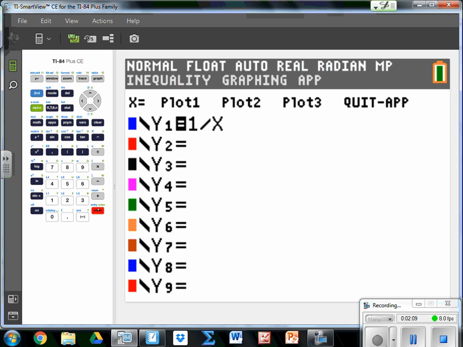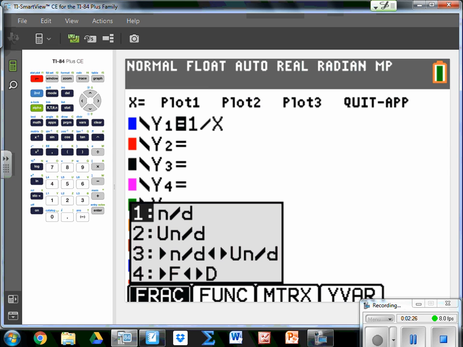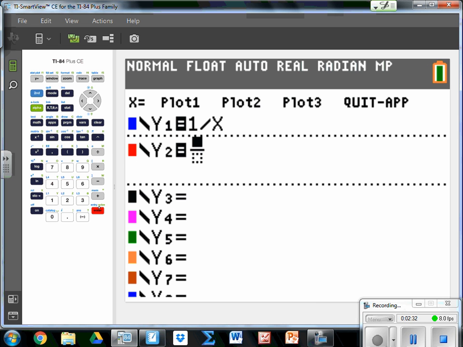Another way to type this would be, if you have a fairly up-to-date TI-84, if you push the alpha key, the top row of keys become what are considered soft keys. In other words, they take on different functions. So if I push alpha and then y equals, notice this first choice says n/d, numerator over denominator. It's a way to make a fraction actually look like a fraction. So I could type in y equals 1 over x that way also.